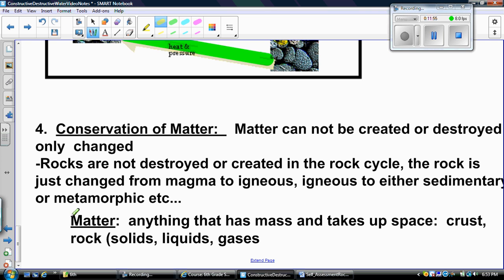And just a reminder, matter is anything that has mass and takes up space. Rocks have mass. You can put them on a balance and get their mass in grams. Rocks take up space. So the Earth's crust, which is made up of rocks, is matter. Anything that's matter can be classified as solid, liquid, or gas.